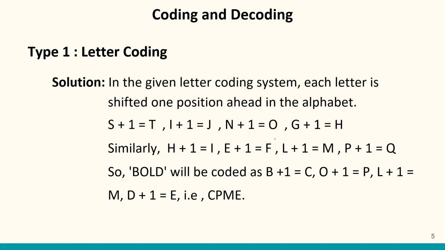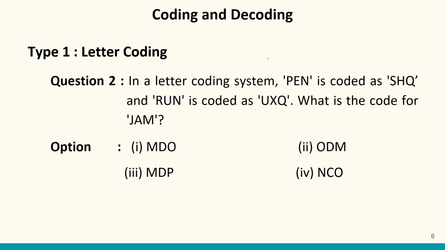Let us check for this. This is the solution. Now let us look at this question. P is coded as 16. E is coded as 5. And N is coded as 14. Similarly, S is coded as 19. H is coded as 8. And Q is coded as 17. So I can see that we are moving 3 positions forward. Let us check if that is the case for run as well. R is coded as 18. U is coded as 21. So here also I can see we are moving plus 3. Right? So from jam also we would have to move 3 positions forward.